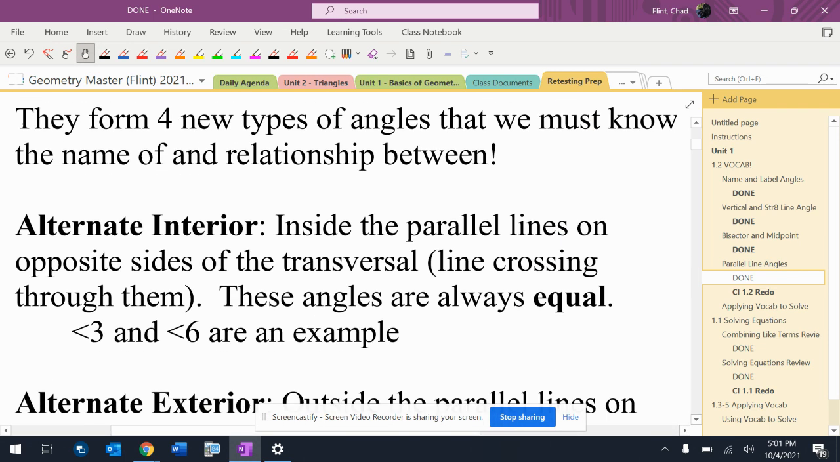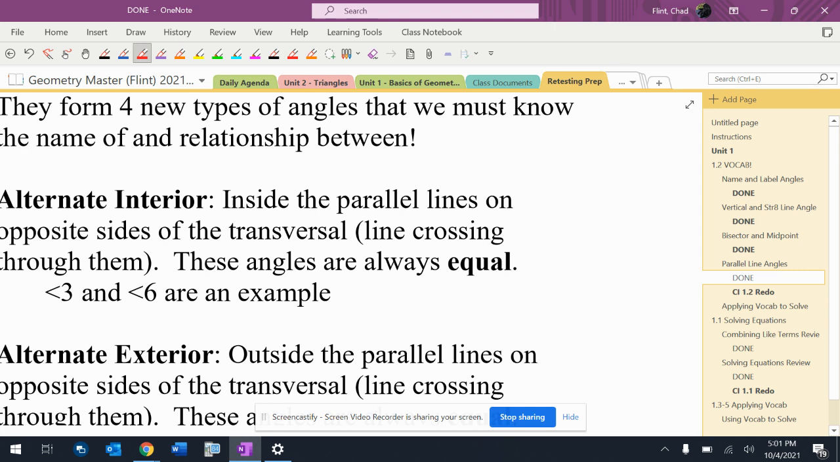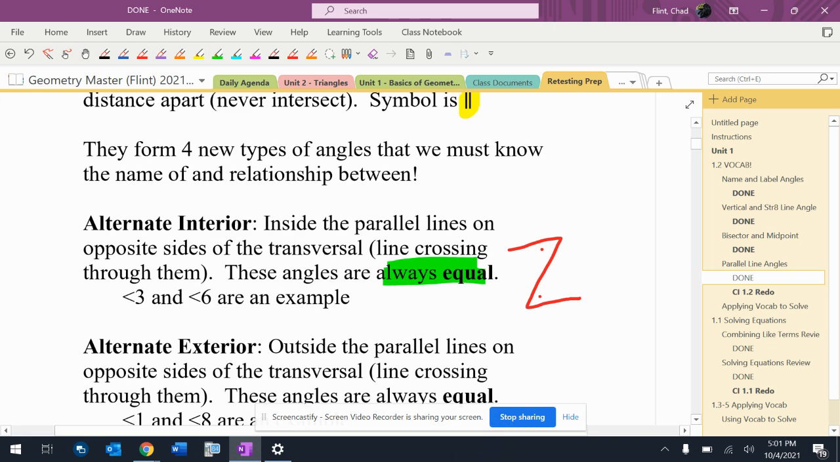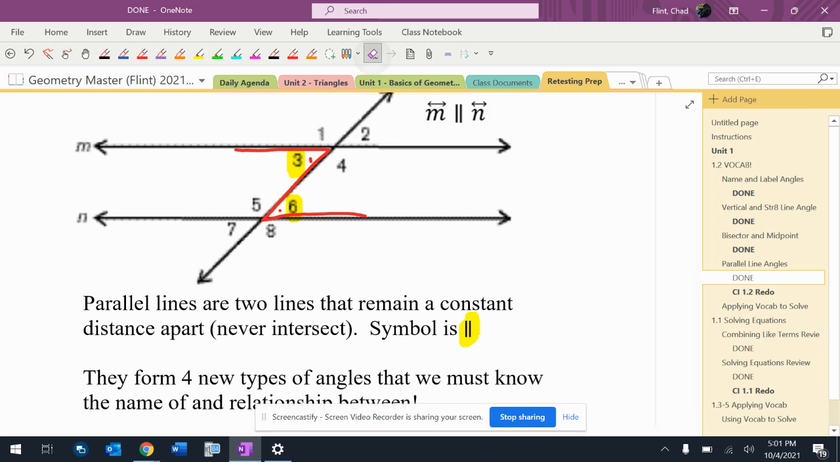I'm going to go down to the alternate interior here for a second. I'm going to write down that they always make a Z shape, and they're always in the corners of the Z. Whenever you identify alternate interior angles, they always have to be equal to each other, so we can use that when we're making our equations. So there's alternate interior.